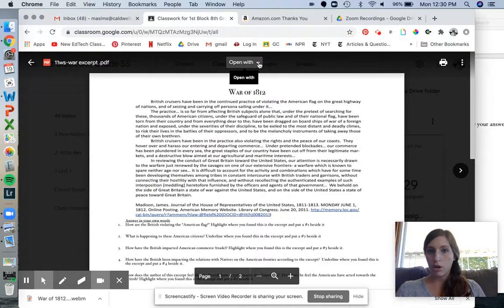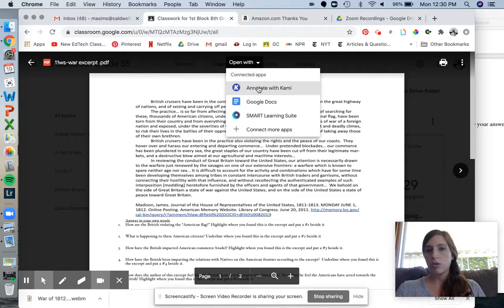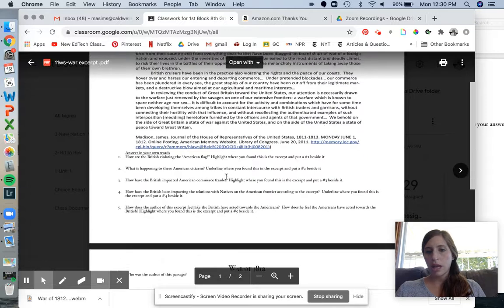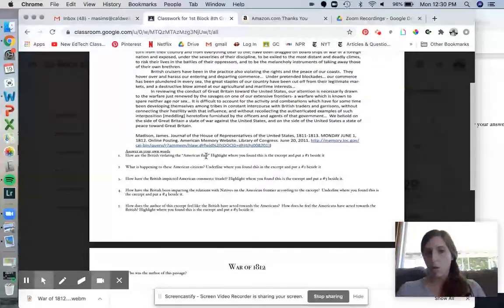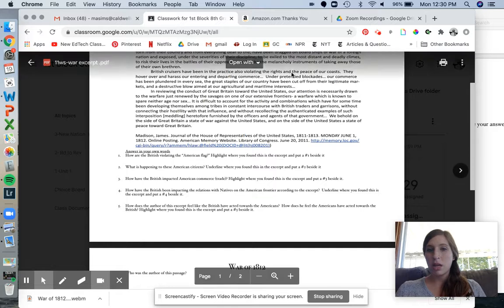If you click right here and click open with, you can either annotate with Kami or use Google Docs. The reason is that it's going to ask you a question, like number one, and then ask where you found that in the document. So you're going to need to be able to highlight or in some way manipulate the document. You can't just type your answers, okay?